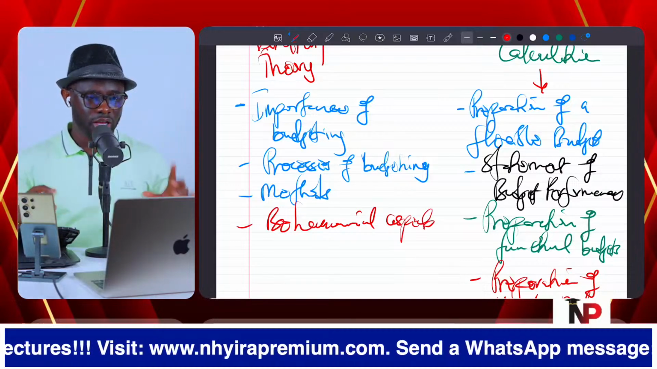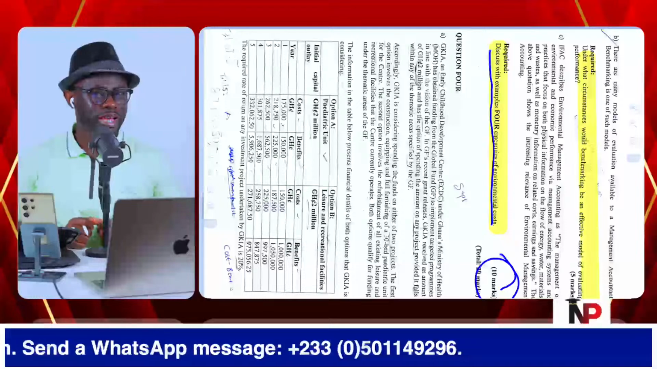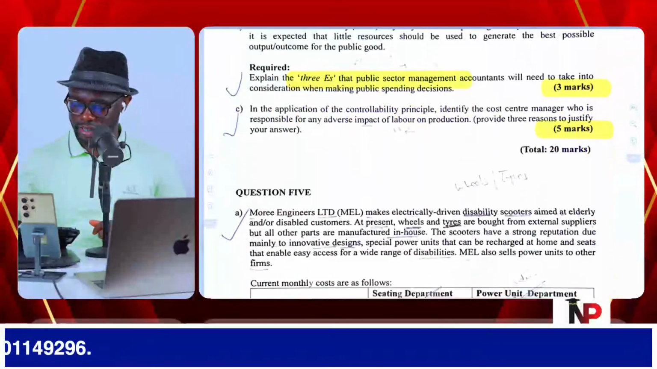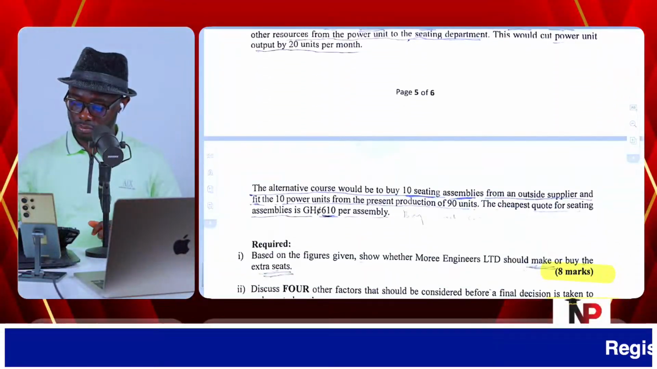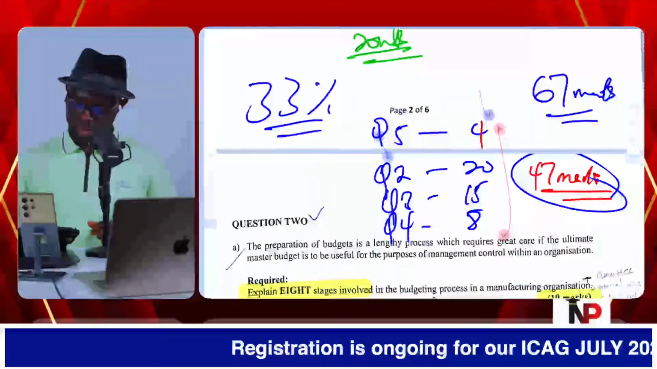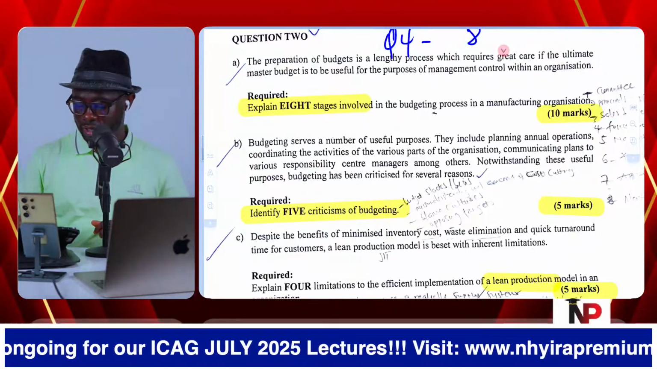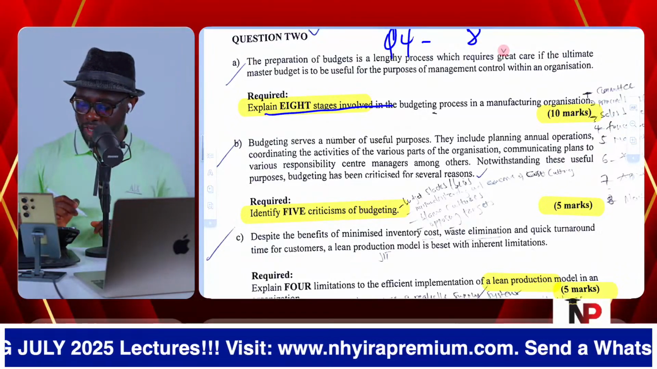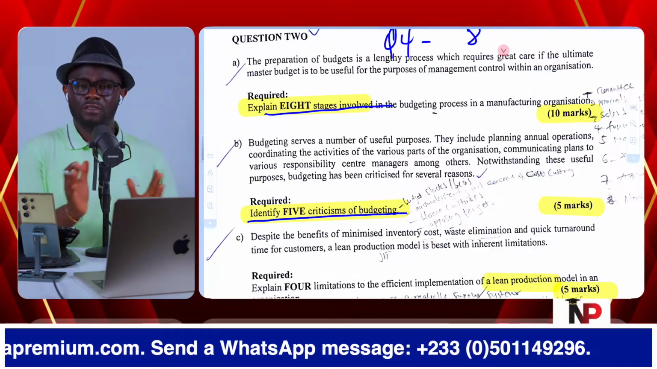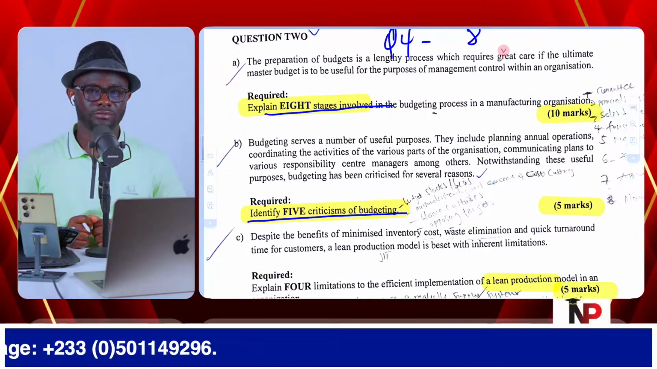These are the theories. Now, if you check March 2025, what was there? Yes, the examiner brought a budgeting question, but it was a theory question. Not question 5, I think question 2. Yes, question 2. Look at it. Eight stages involved in the budgeting process, five criticisms of budgeting. So the entire 15 marks was theories on budgeting.